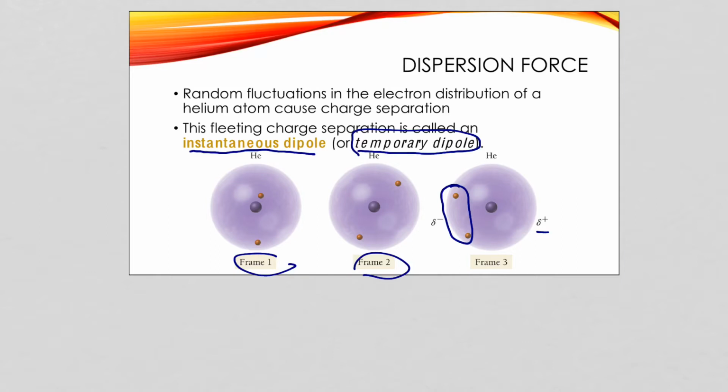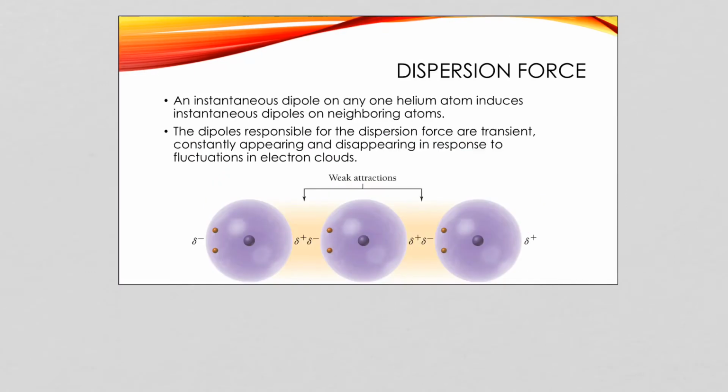Now, when this happens, it causes, if you will, a chain reaction. When one atom or molecule gets this instantaneous dipole, it will induce instantaneous dipoles in the surrounding atoms, in three dimensions around it. So if this is our starting molecule, and it had its electrons grouped over here, it might cause the atom over here to create a dipole where the electrons are now repelled, because opposite charges attract and same charges repel each other.